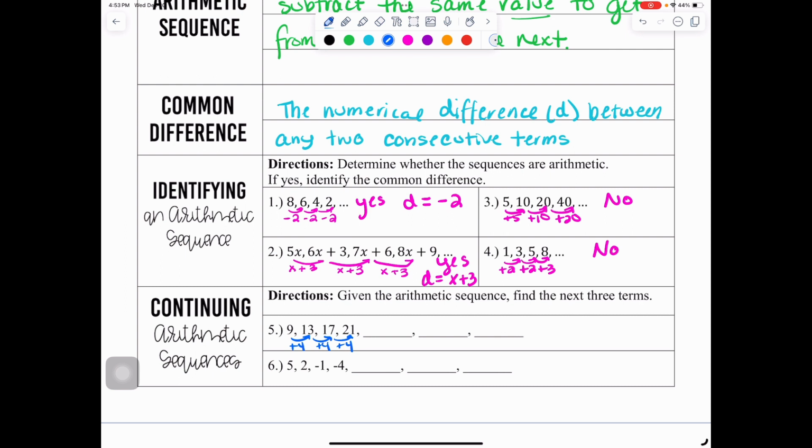So if I continue that pattern, 21 plus 4 would be 25. 25 plus 4 would be 29. And 29 plus 4 would be 33. And that's because our common difference here was 4.